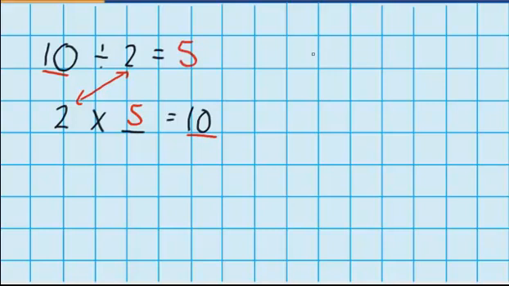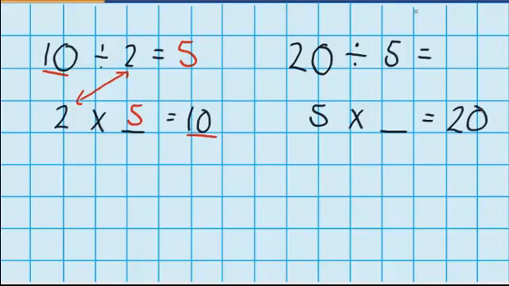Let's try another question. This time I've got 20 items which I want to share between 5 groups. So just like last time, I'm going to change it into a multiplication question. I know how many groups there are. There are 5. So 5 times something is going to equal 20. And just like last time, you can see I've got my groups here. That's the total amount I need to share out, and that's the total amount in my multiplication question. And I know 5 times 4 equals 20, so 20 divided by 5 equals 4.